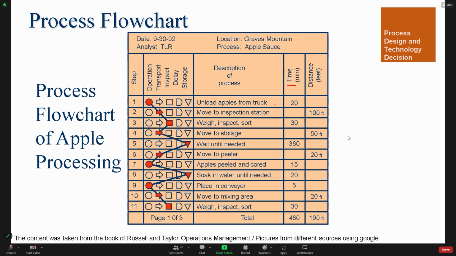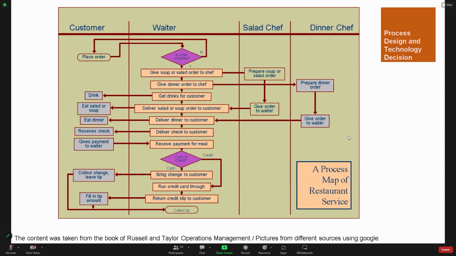Okay. Now, in a particular restaurant, you will notice they also have one. This is the blueprint of a process map of a restaurant service. From the customer, they're going to place an order. Is the order complete? No, then get the order. And then give the soup and salad order to the salad chef. Give the dinner order to the dinner chef. Okay, they gave it. Then it is given to the waiter, then given to the customer. So, sir, why is there nothing more here? Because the end of this is the customer.